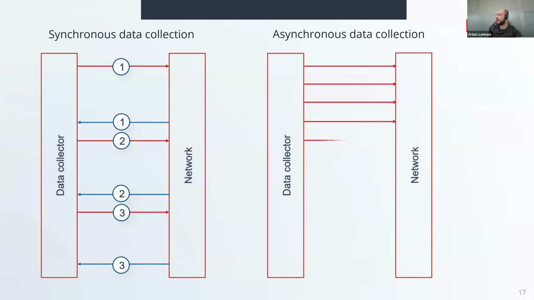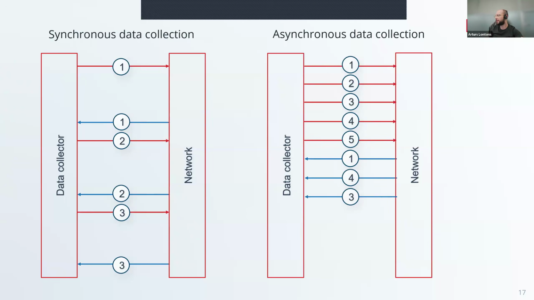Well, with asynchronous data collection, we are requesting however many metrics, up to 1000, that we have to request. We don't have to wait for a response before we proceed. So we requested metric 1, 2, 3, 4, 5. Then metric 1, 4, and 3 comes back. And we continue with the next metric as per our update intervals and the requirements of collecting data. So we don't have to wait for metrics to come back.